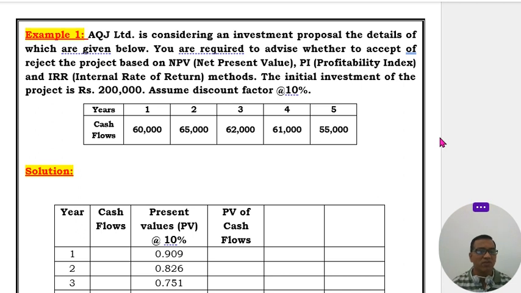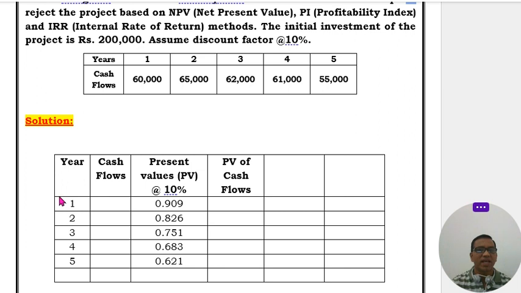You have to convert. The cash flows are given in the question. These cash flows you have to convert into PV of cash flows. How will you get PV of cash flows? By multiplying with the table values at the given discount factor, 10% rate.